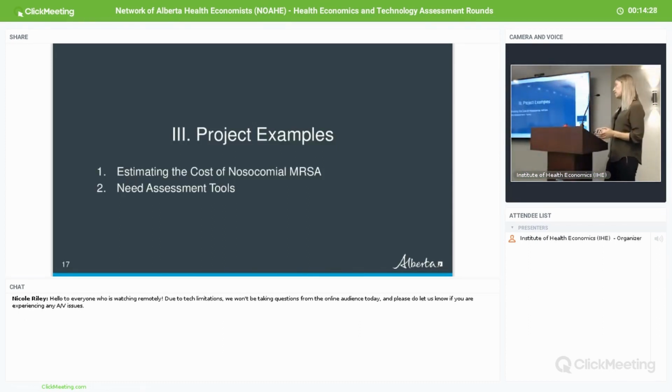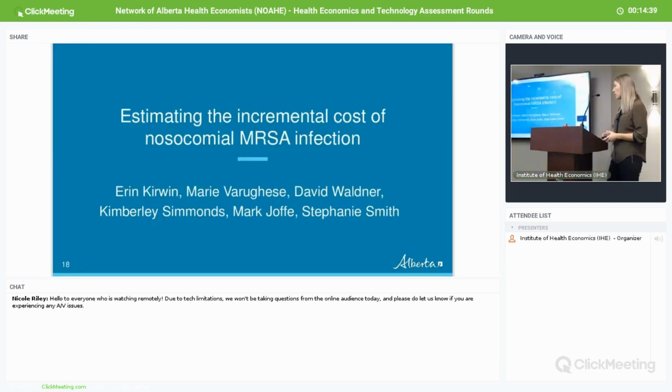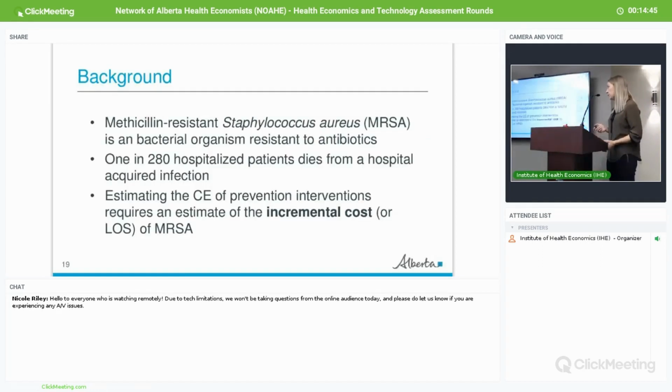Now this is probably the most interesting part of the presentation. I'll talk about 2 projects. One is going to be super familiar for economists. The other is more of a government analytic type thing. The first one is a project where we're trying to estimate the incremental cost of nosocomial MRSA infection.